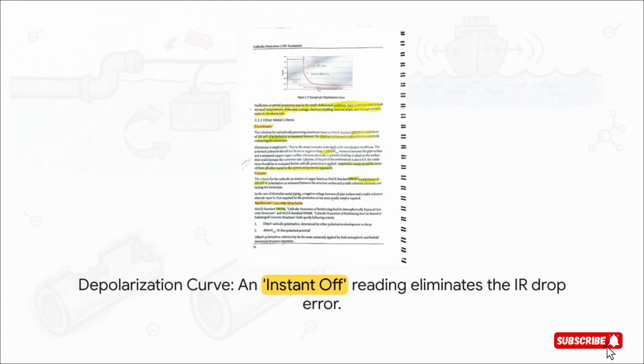The way we do this is with a clever technique called an instant off reading. As you can see in this depolarization curve, we use a special switch to momentarily turn off the cathodic protection current. The IR drop, that error, disappears instantly, but the true polarization on the pipe surface takes some time to decay. The measurement we take in that split second right after the current is shut off is our true IR-free potential. That's the number we compare against our negative 850 millivolt criterion.